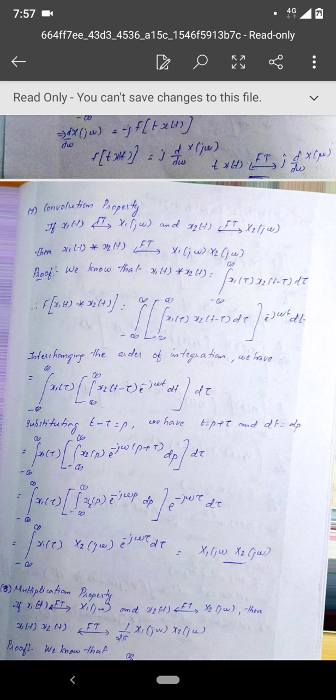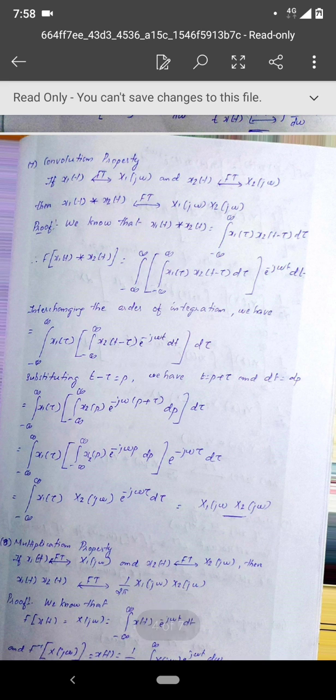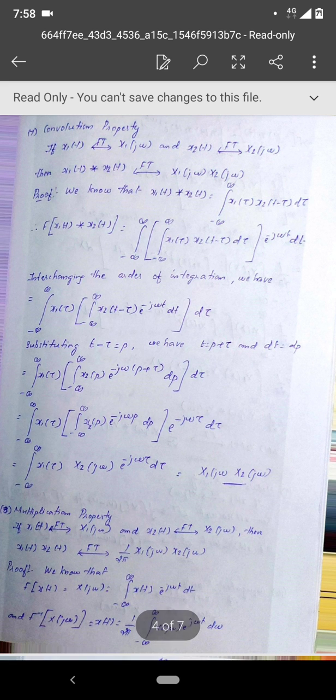So if in a competitive examination someone asks to find x1 of t convolved with x2 of t, the easiest way of doing things is to find the Fourier transform of x1 of t, that is X1 of j omega. Then you find the Fourier transform of x2 of t, that is X2 of j omega. Then you simply multiply X1 of j omega and X2 of j omega. Then you find the inverse Fourier transform of that signal. Then you get the convolved signal of x1 of t convolved with x2 of t. You get the result of convolution in time domain. That's the easiest way of doing things. Now, what is convolution?